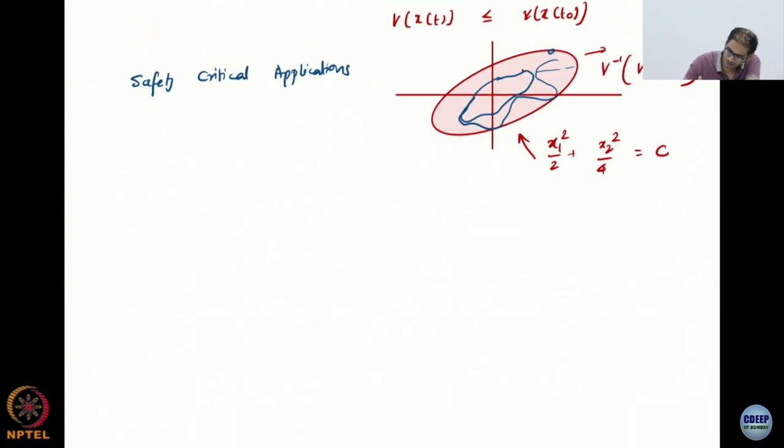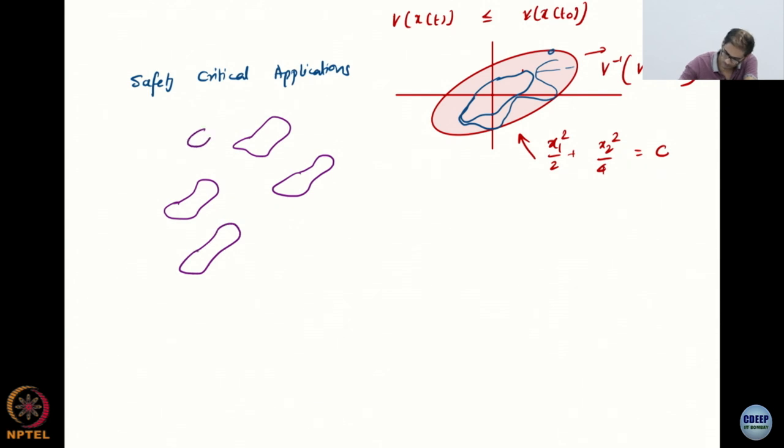What's a safety critical application? One simple application is obstacle avoidance. Suppose I have some robot, and I have this starting point and this end point. I want to go, but I don't want to hit anything.